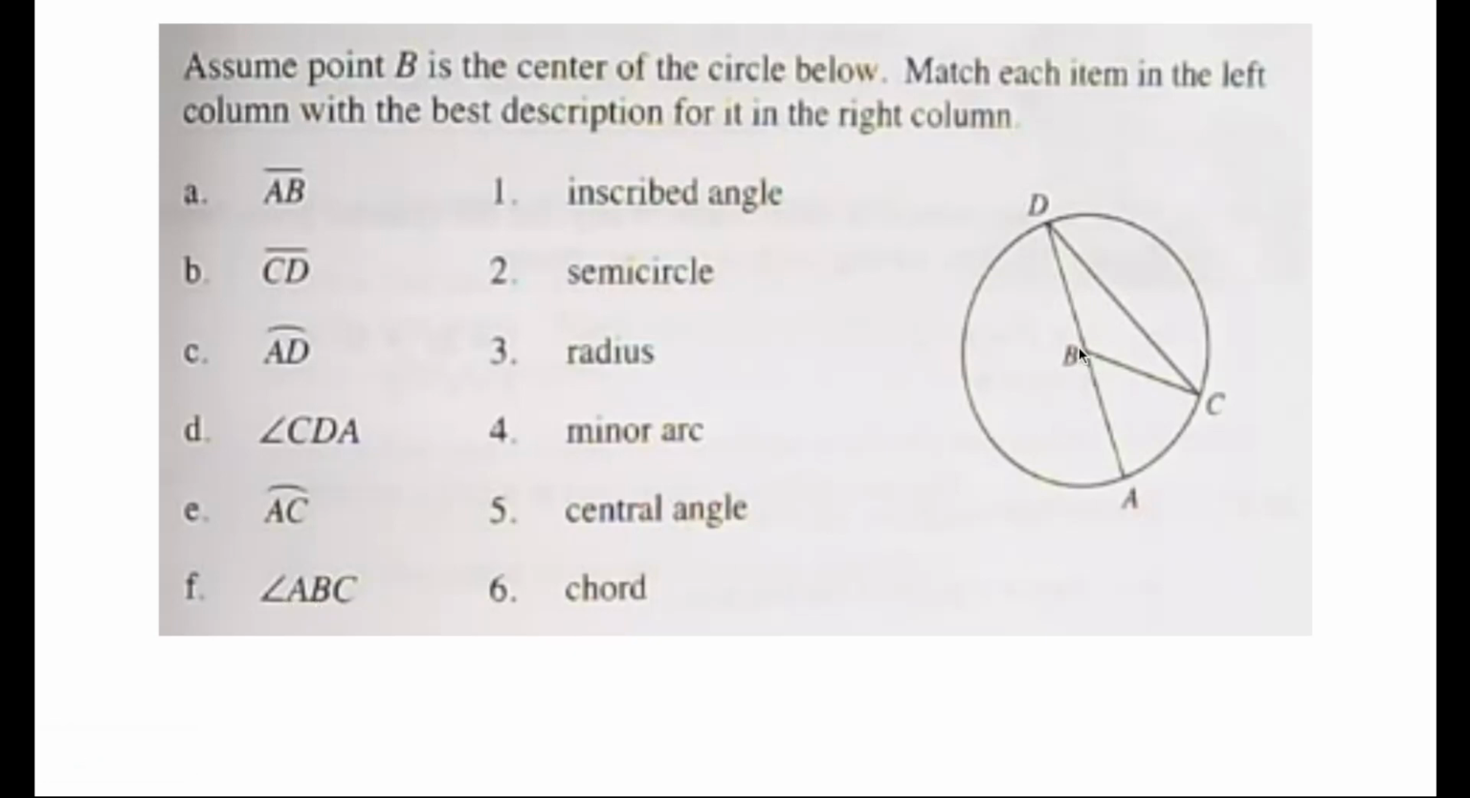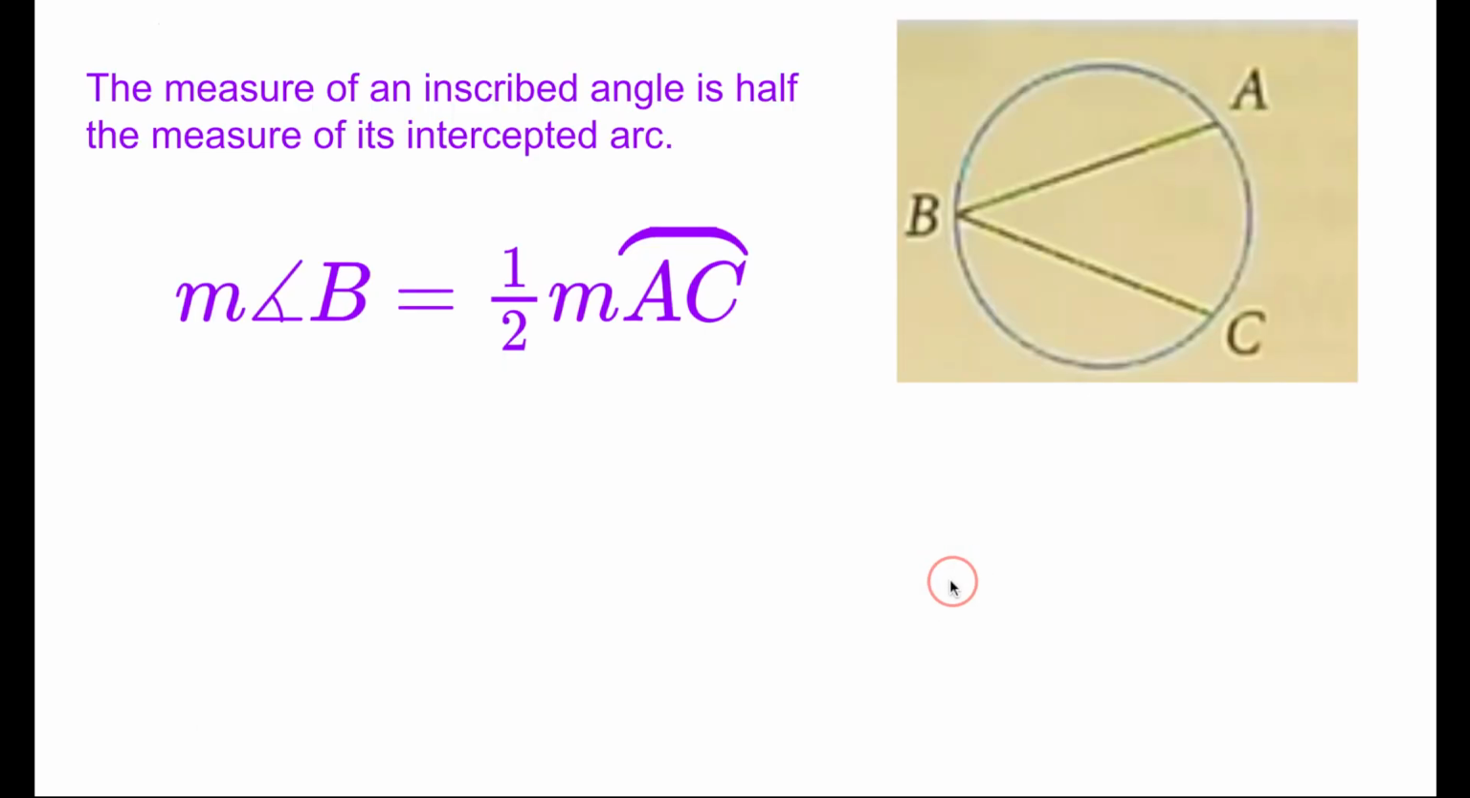Since B is the center, that is a central angle. Please write this down in your notes. It's a very important theorem. The measure of an inscribed angle is half the measure of the arc that it cuts. And the flip is also true, that the arc is going to be 2 times the measure of the inscribed angle, or twice as big.